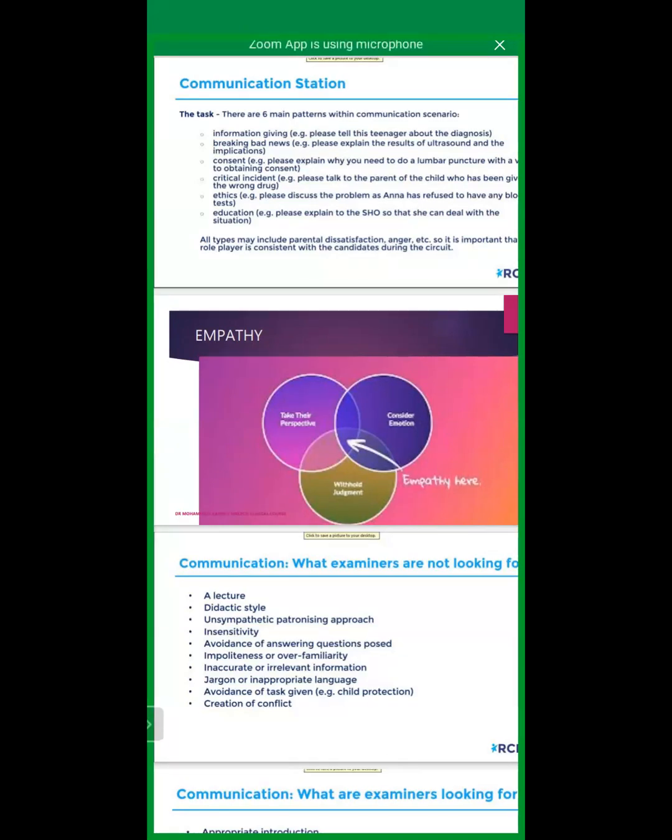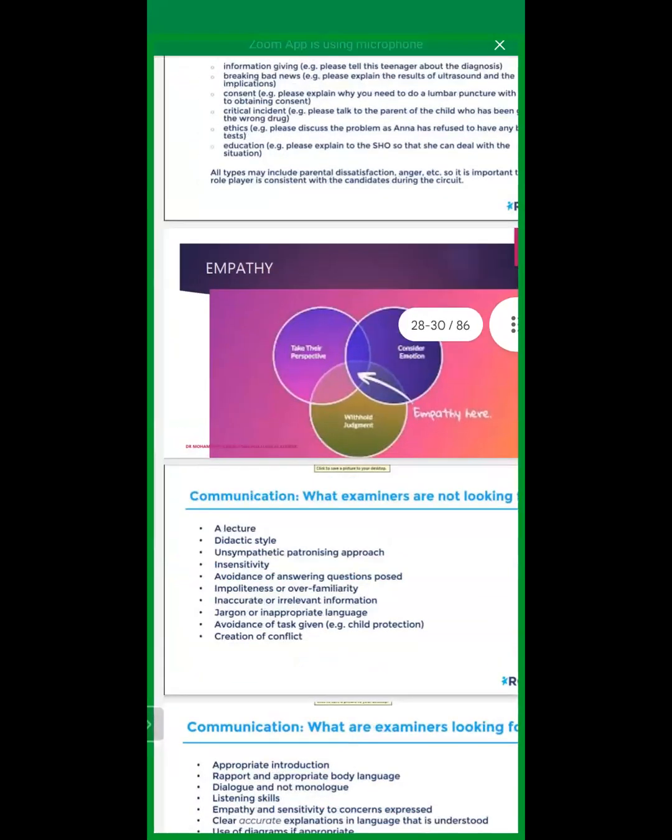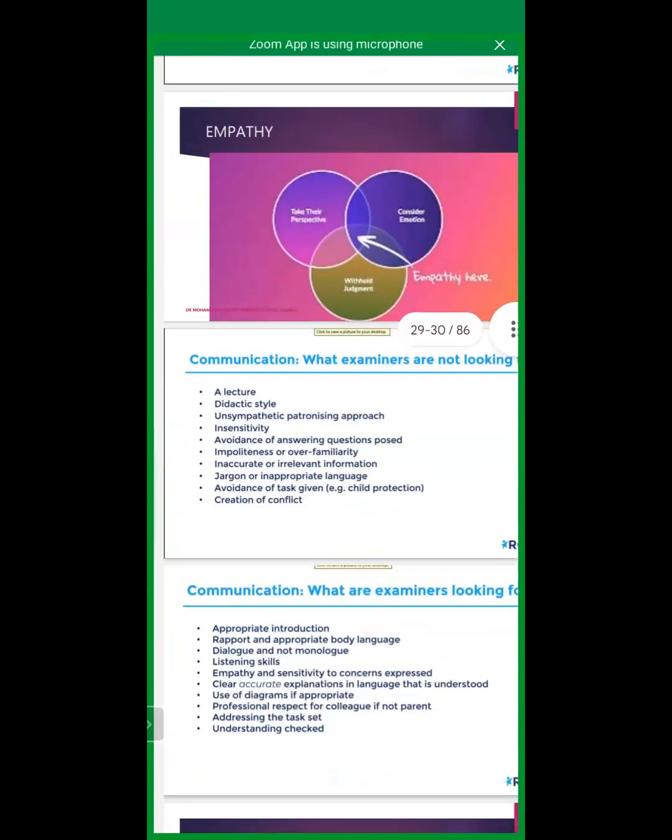So it should not be a lecture, and you should always remember, if you got a teenager or a junior colleague, don't be patronizing, okay? And avoid asking questions, as I said, from the mother. We don't take history and we don't ask her questions to test her or anything. And we try to obviously avoid jargon or inappropriate language, okay?